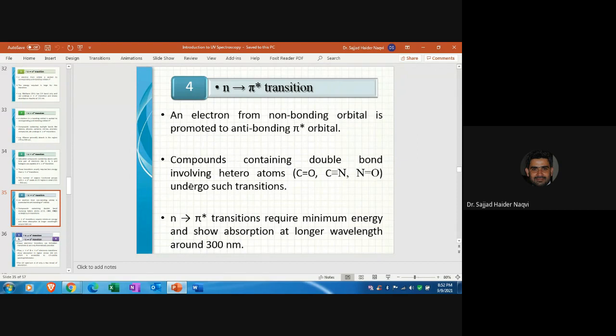Here we are talking about the double bond between heteroatoms, like between carbon and oxygen, carbon and nitrogen, nitrogen and oxygen, and so on and so forth. So they particularly undergo this kind of transition. For this transition, they also require minimum energy, and they show absorption at a longer wavelength of around 300 nanometer.